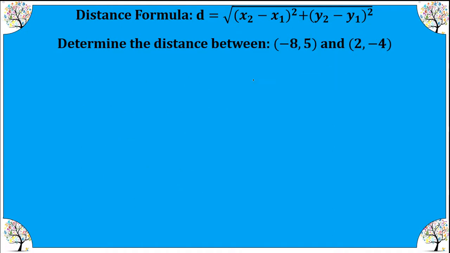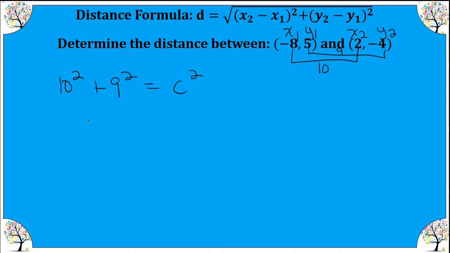Let's do one more. So my horizontal distance, my horizontal leg, so this is x1 and x2. So the distance between -8 and 2 is 10 units. Then we have the vertical leg. So from 5 to -4, so I'm at 5 on the number line on the y-axis, and I go all the way down to -4. That is a distance of 9 units. So I have 10 squared plus 9 squared equals c squared.